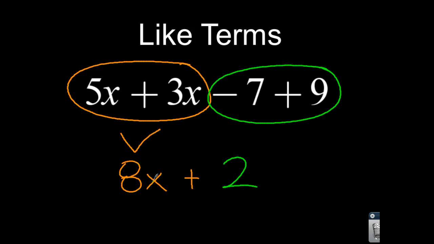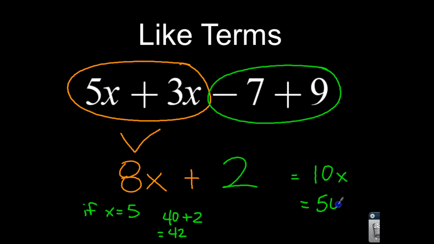So let's say x was 5. If x equals 5, then that means we would have 8 5s, which would be 40. And then we would add 2. That equals 42. Now, if you made the mistake and said, oh, I have 8x and 2, that makes 10x. If x is 5, then what you're saying here is that this is worth 50. And this 50 and this 42 are not the same. You can't do that.